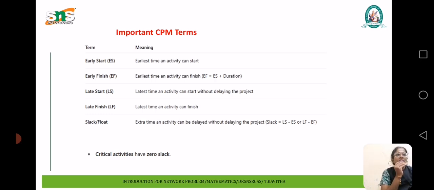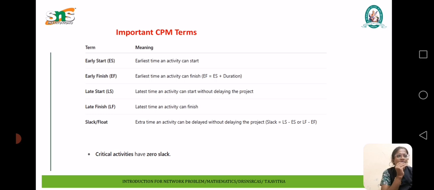Important CPM terms. The terms are earliest start ES, early finish EF, late start LS, late finish LF, and slack or float. The meaning of early start is the earliest time an activity can start. The meaning of early finish EF is the earliest time an activity can finish, that is, earliest finish is equal to earliest start plus duration. Late start means the latest time an activity can start without delaying the project. Late finish LF is the latest time an activity can finish.